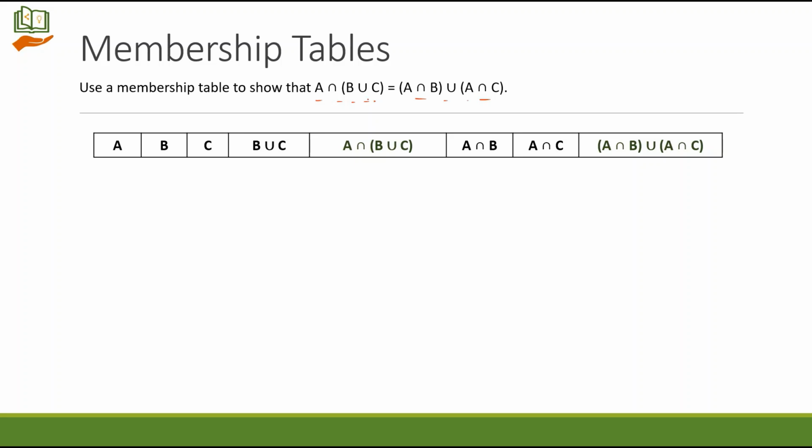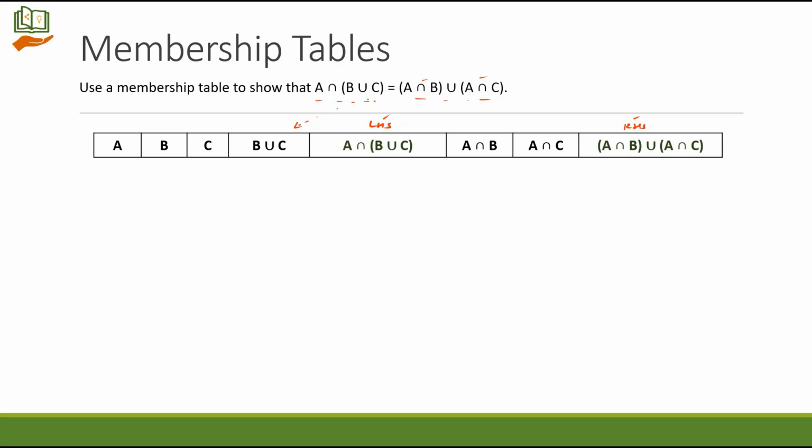We will take B union C separately. Then we will take the complete LHS as A intersection B union C. Similarly, we will find A intersection B, A intersection C separately, and then take the RHS of the identity in the last column. Now we have to find whether this LHS column and this RHS column are going to be equal. How are we going to use this membership table?